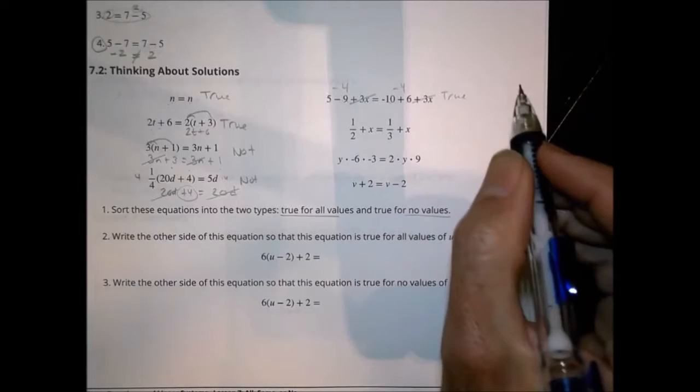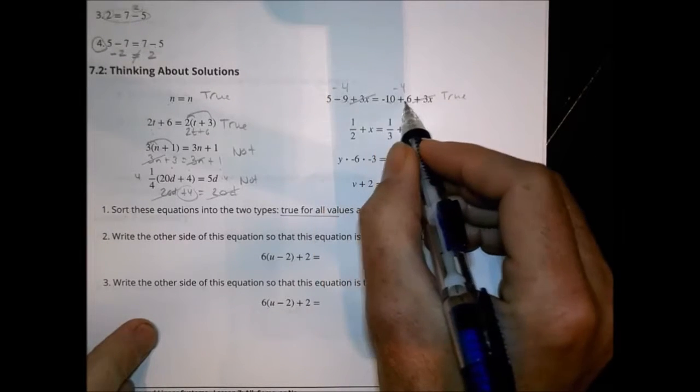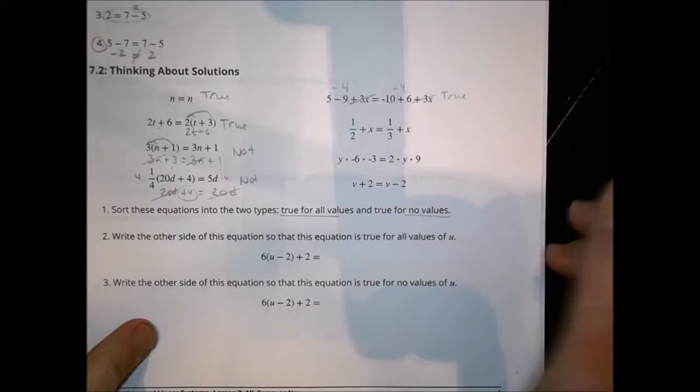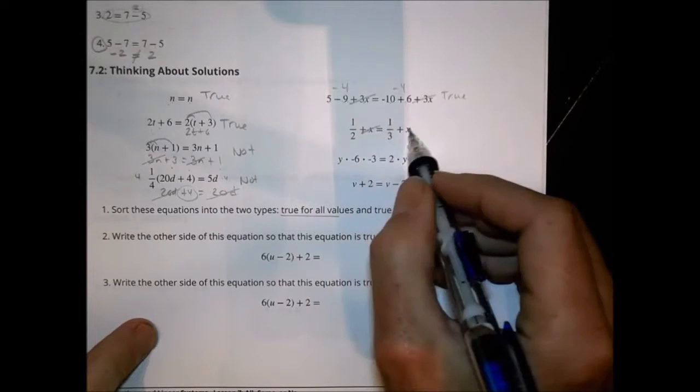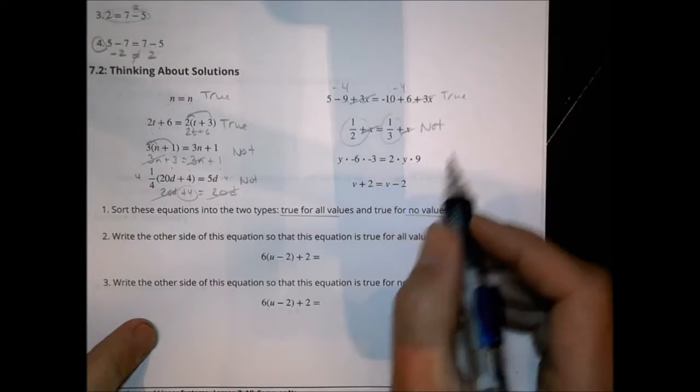On my notes I wrote down not. I'm not sure why I wrote that down. Because 5 minus 9 is negative 4, negative 10 plus 6 is negative 4, and the 3x is going to be balanced on both sides, we're okay. Over here, the x's go away. We can't say that a half equals a third. That would be a not true.